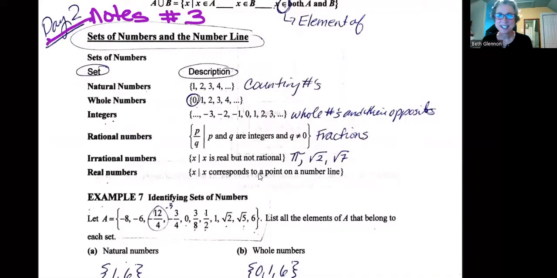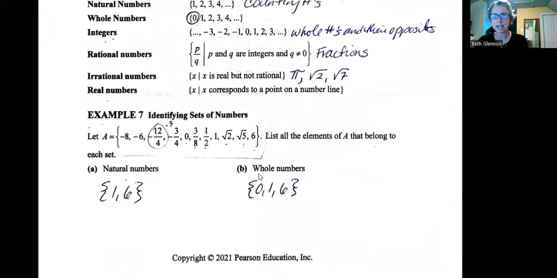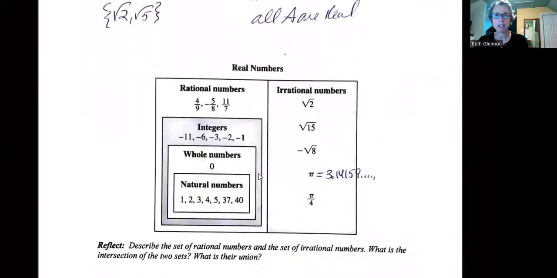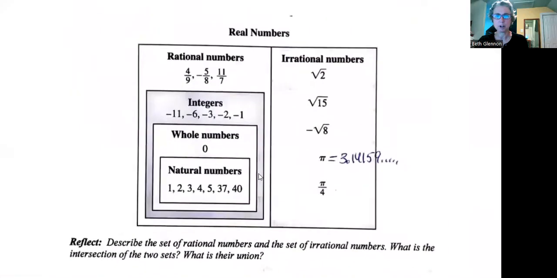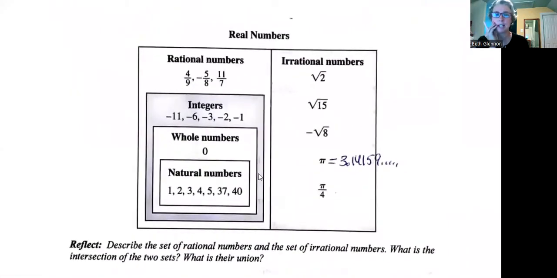Hi, math lovers. Let's talk about sets of numbers here. So here are the formal definitions of the sets of numbers. But what I want you to do is take a look at my notes that I have right here, this graphic. This is just a beautiful graphic, and this is what we're going to talk about today.